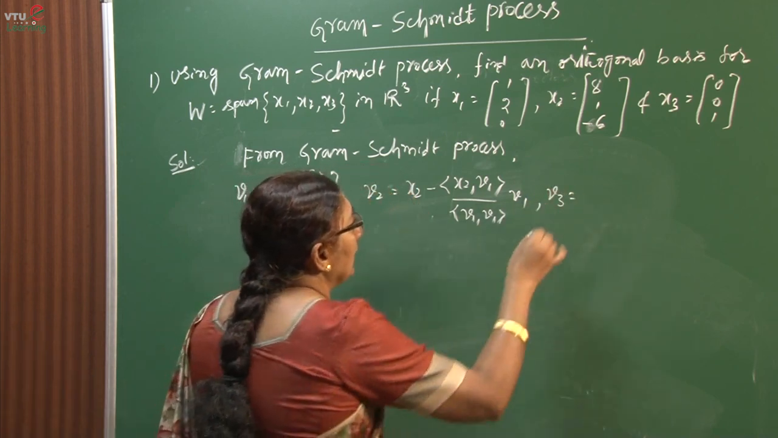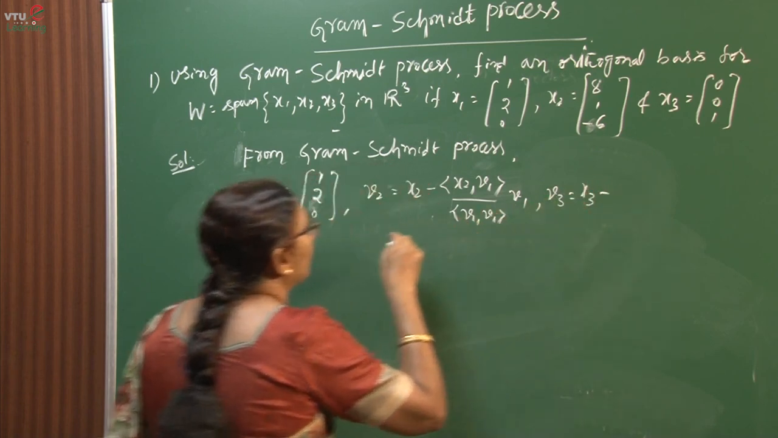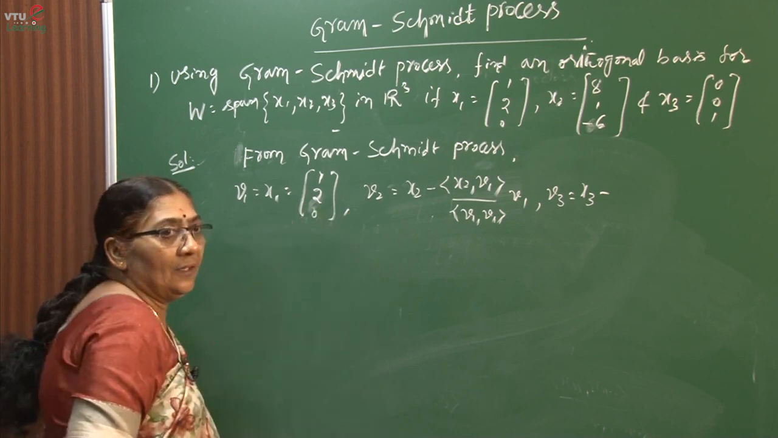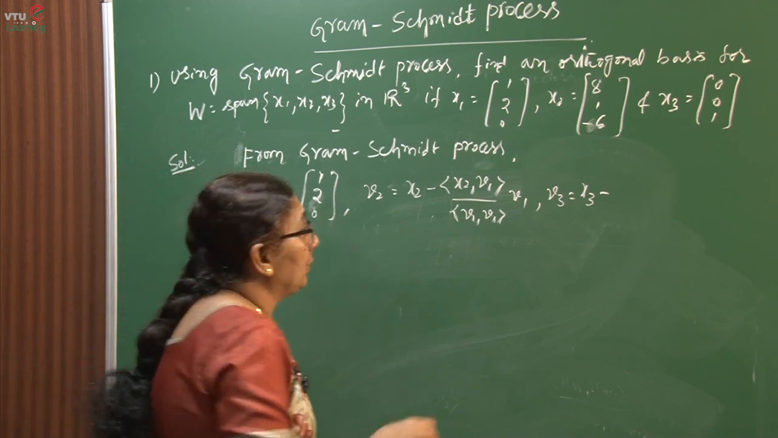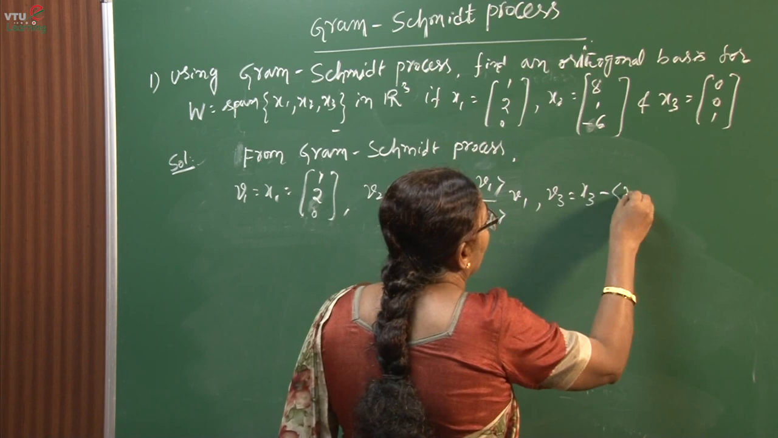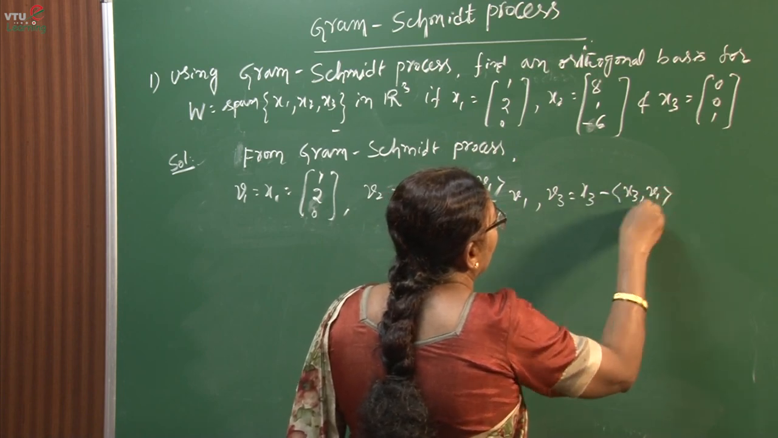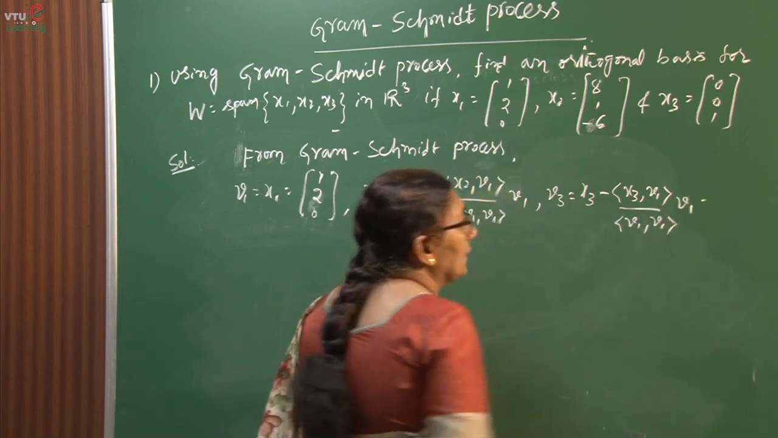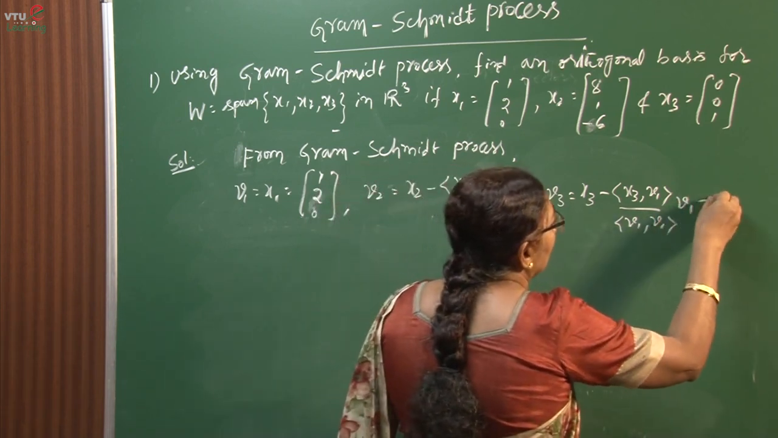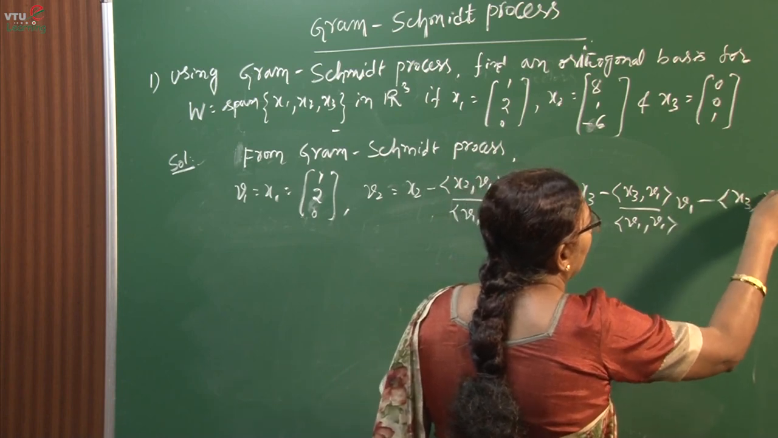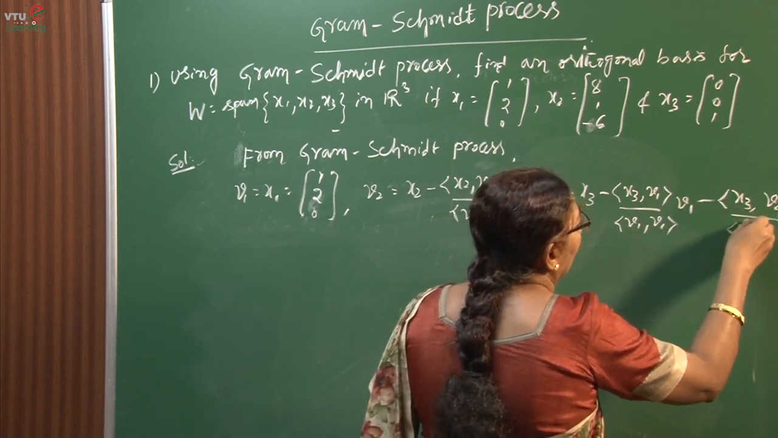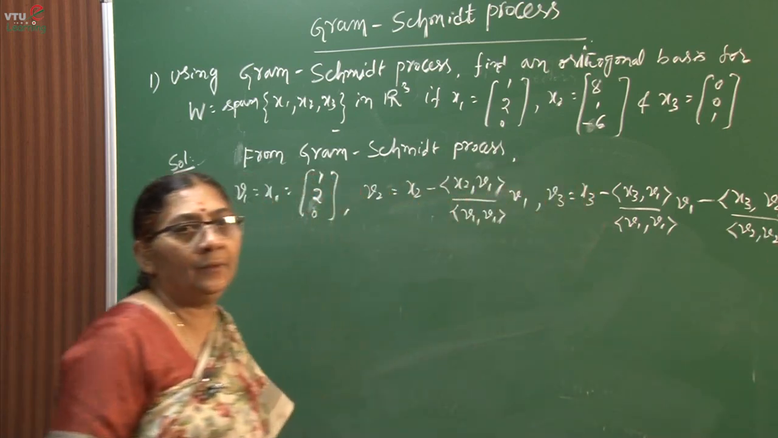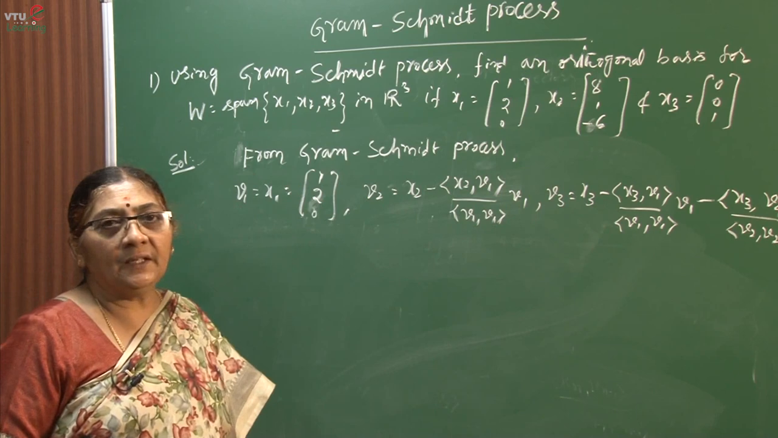What is V3? X3 minus the projection of X3 with respect to V1 and also with respect to V2, because we already know V1 and V2. Therefore, the inner product of X3 comma V1 divided by the inner product of V1 comma V1 into V1, minus the projection of X3 with respect to V2, that is, X3 comma V2 divided by the inner product of V2 comma V2, into V2. Now, is this part clear?